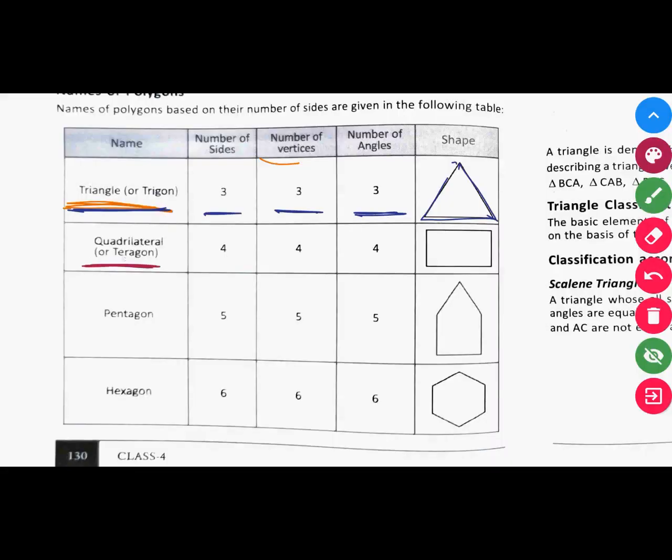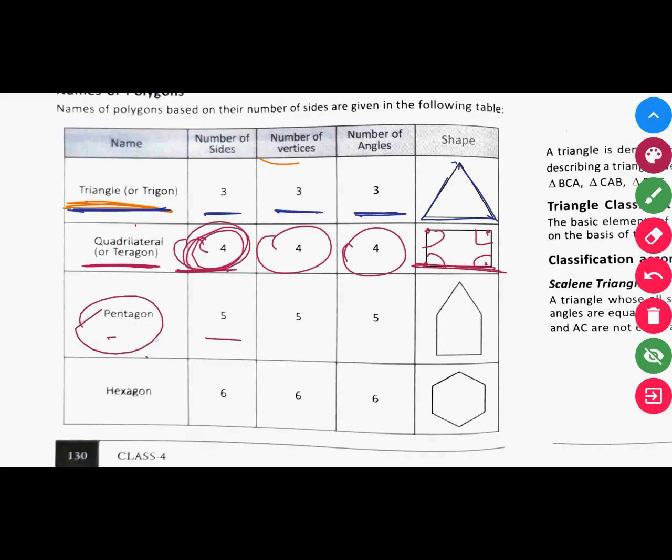Then quadrilateral. Quadri means 4, tri means 3. Quadri means 4, so a quadrilateral has 4 sides, 4 vertices, 4 angles. These are the vertices, dots. These are the angles, and these are the sides. Pentagon has 5, penta, 5 vertices, 5 sides, 5 angles. Hexagon 6, 6, 6, everything. Octagon 8. Septagon 7.